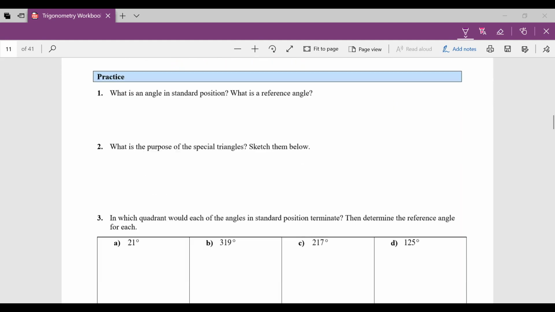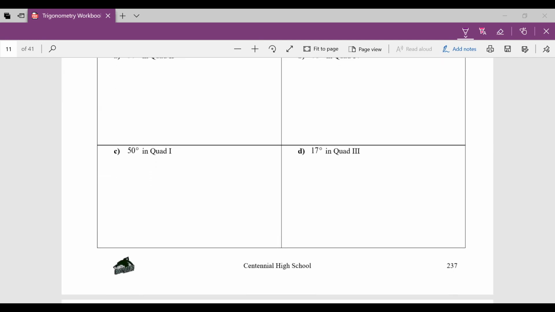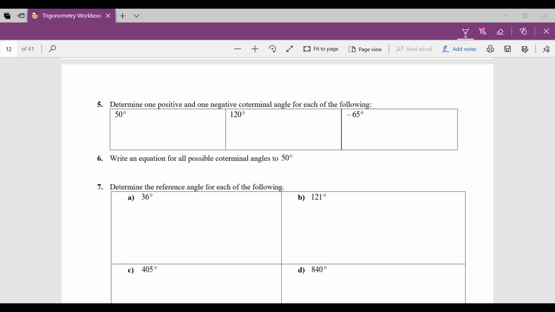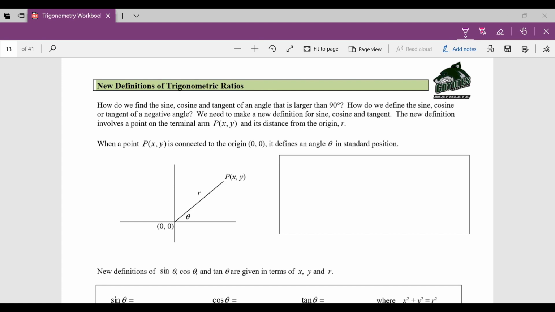All right, here's your work. Practice questions beginning on page 237. Whole bunch of them. Question 3, 4, 5. Moving on to the next page. 6, 7, 8. And in the next video, we'll talk about new definitions of trigonometric ratios.